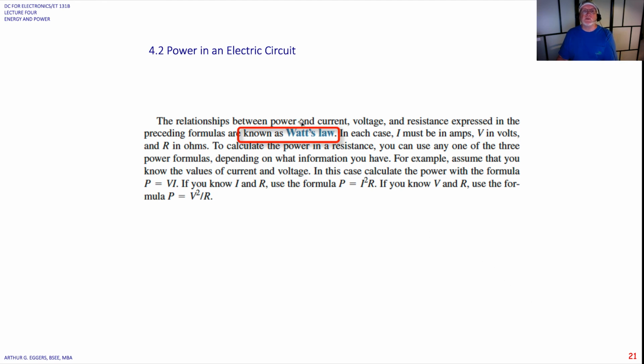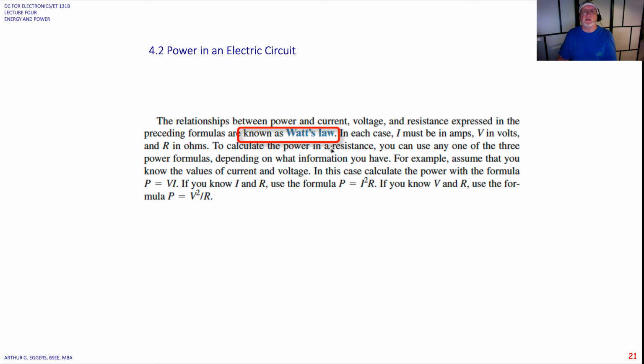The relationships between power, current, voltage, and resistance expressed in the preceding formulas are known as Watt's law. So if you ever get a question about Watt's law, that's everything we have talked about in the last 20 slides. In each case, current must be in amps, volts must be in volts, R must be in ohms.